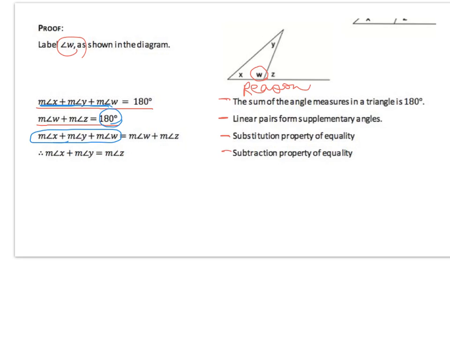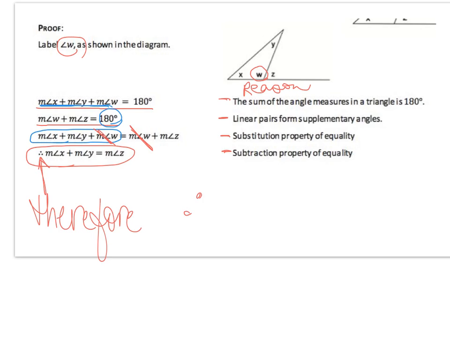And I'll show you why. The subtraction property of equality. So I'm going to subtract the measure of angle w from both sides. And I'm left with this. And that symbol right there stands for the word therefore. It's 3 little dots. It's used in higher level math all the time.